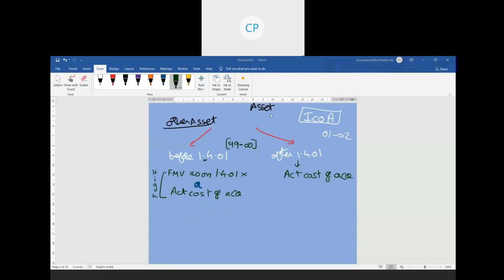Okay, now what will happen? Again in this we are having two cases. In the two cases, the first case is what? Asset acquired under section 49 subsection 1. How are we acquiring the asset? Under the mode specified under 49 subsection 1. Here, other modes means not in the mode specified under 49 subsection 1, which is called other modes.